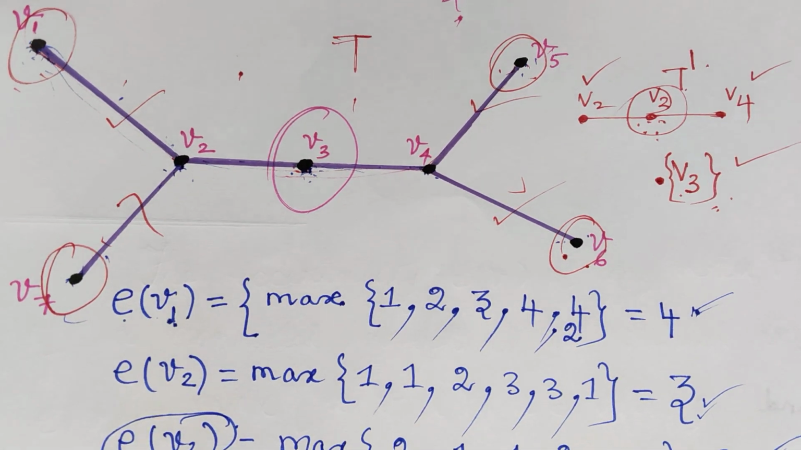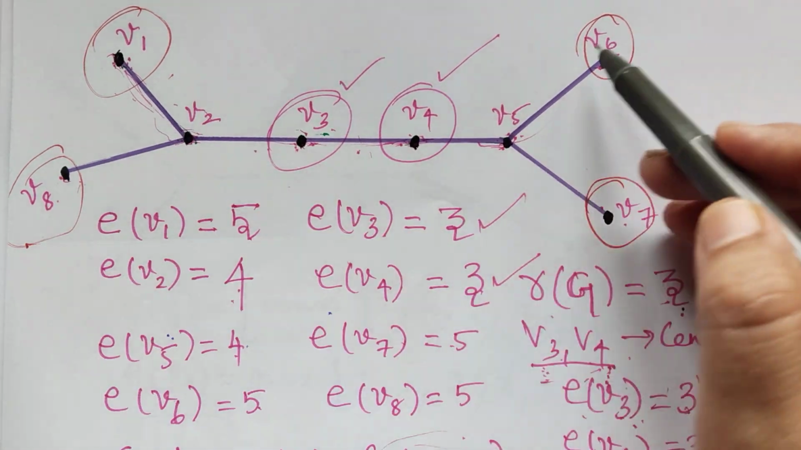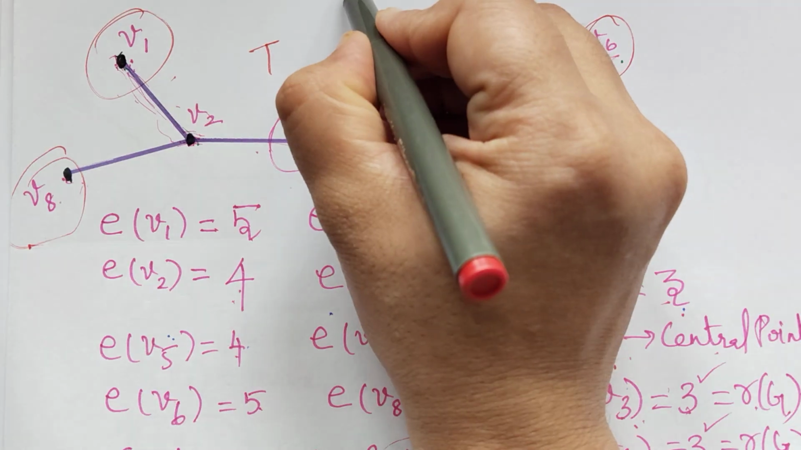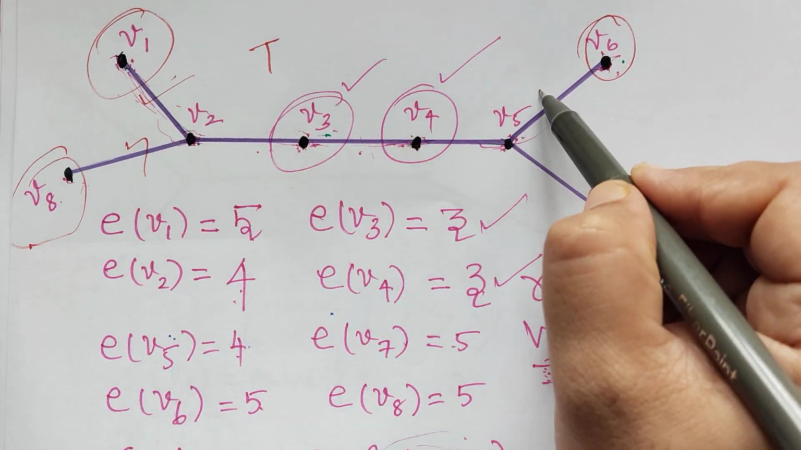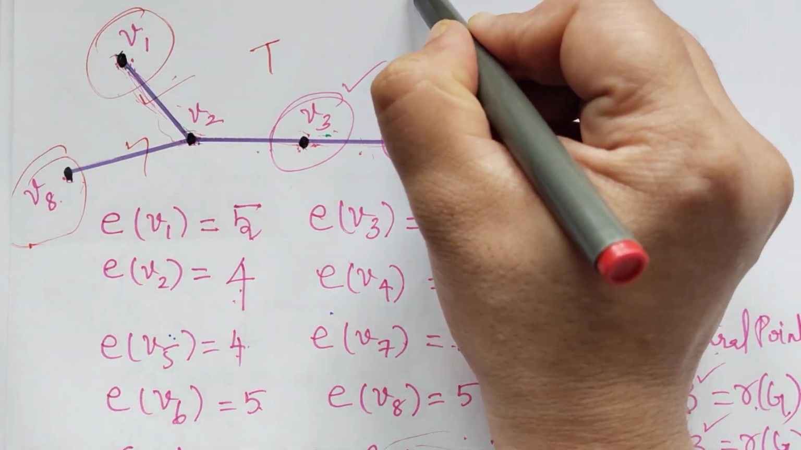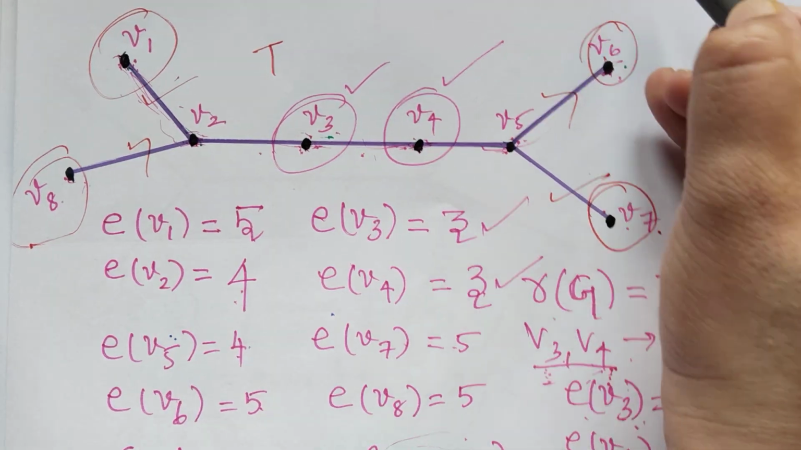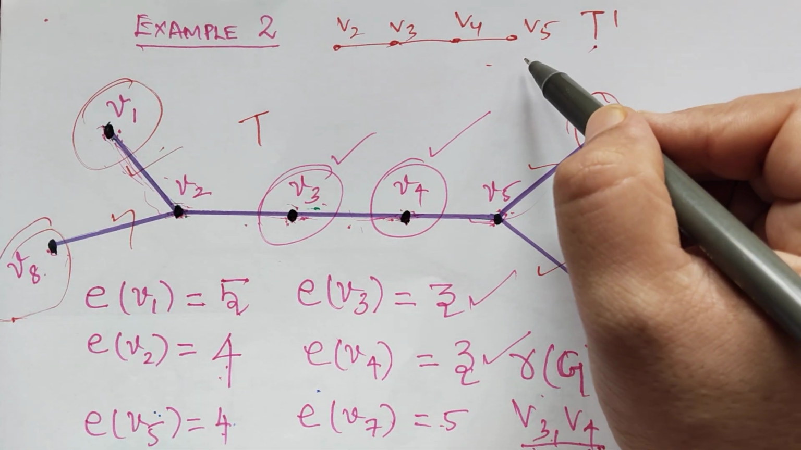Now consider this example. In this example the end vertices are V1, V8, V6, V7. Remove them. If this is graph T, what will be T dash? After removing them, these 4 edges will go away. So we will be left with V2, V3, V4 and V5. This is T dash. So this is what we will be left with.